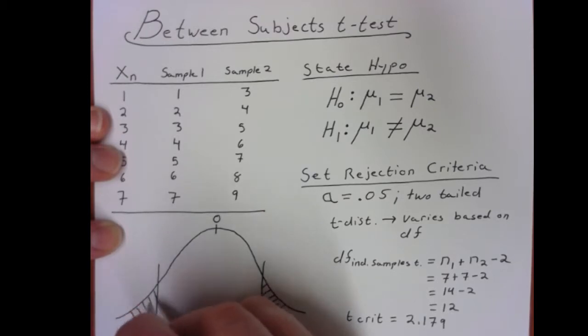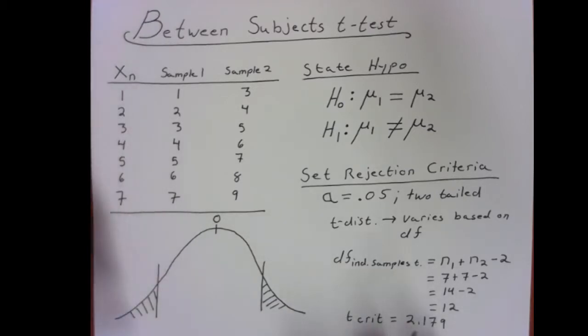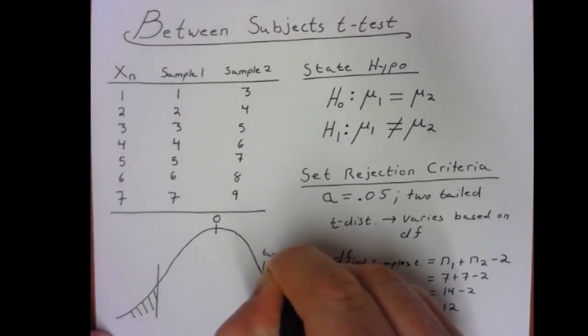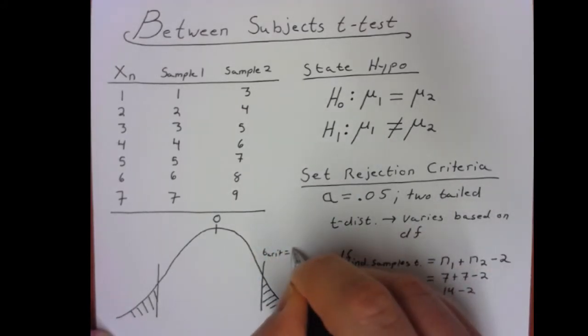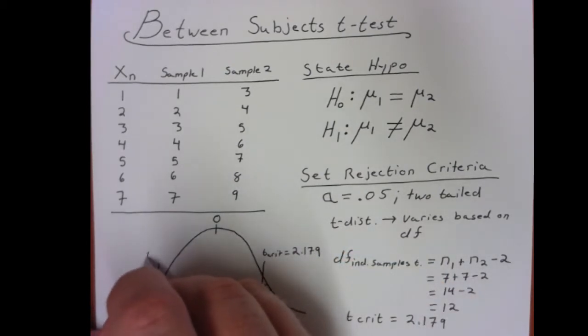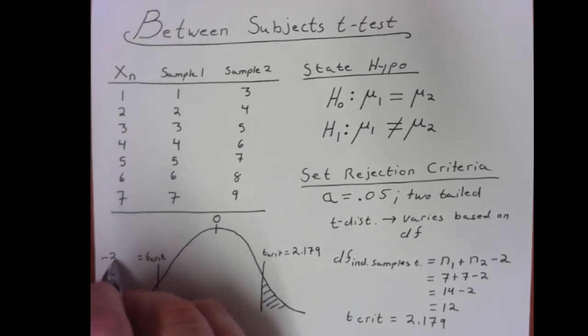Now, let's think about those critical regions. They are the t values that have a very low probability of occurring, specifically less than a 5% chance of occurring, which comes from our alpha level, and the value that bounds them, the critical value, is our t crit right here. So we would have this t crit being 2.179, and this t crit over here would be negative 2.179.